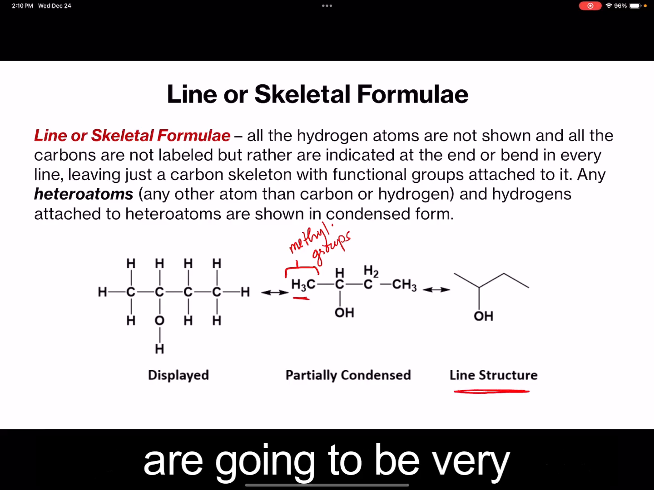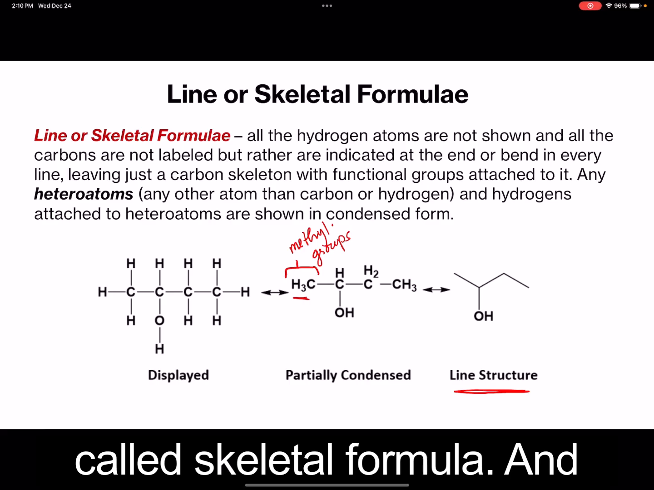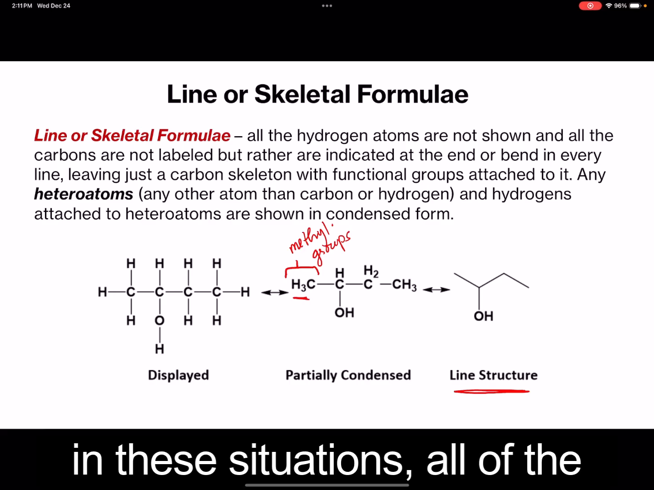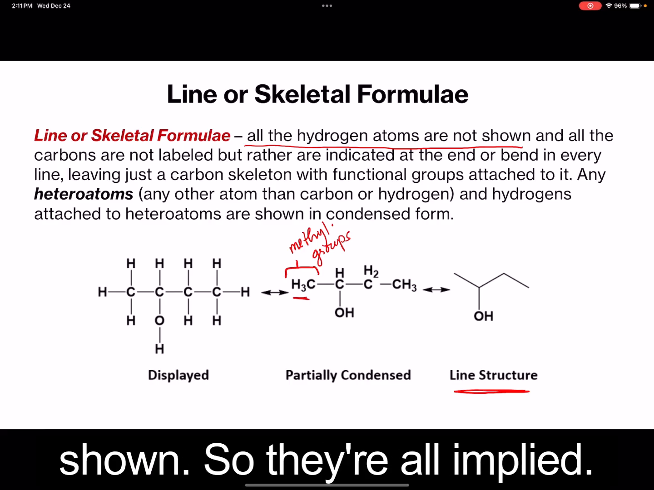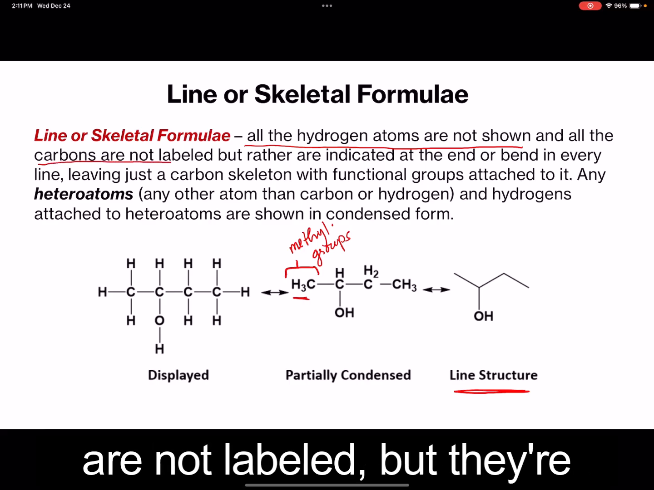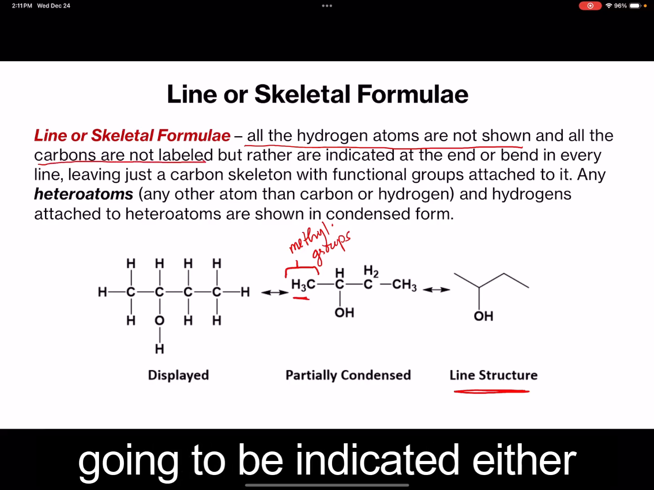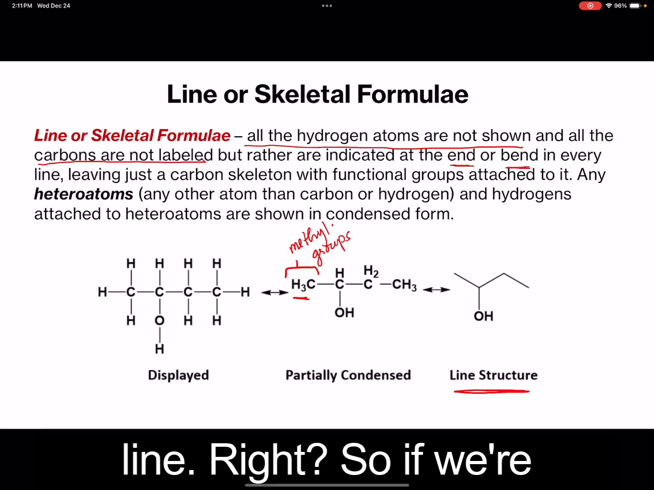Line structures are going to be very common. These are also called skeletal formulas. In these situations, all of the hydrogen atoms are not shown, so they're all implied. In addition, all of the carbons are not labeled, but they're going to be indicated either at the end or a bend in every line.